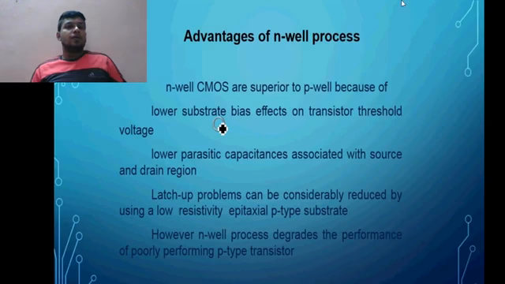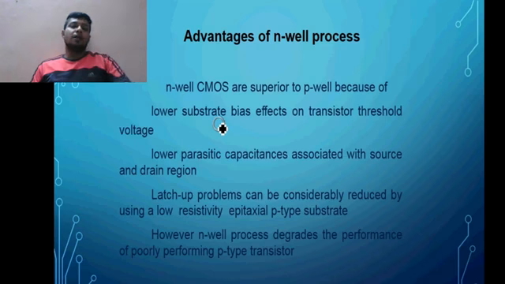So the advantages of the N well process: N well CMOS are superior to P well because of lower substrate bias effect on transistor threshold voltage and lower parasitic capacitances associated with source and drain regions. Latch-up problems can be considerably reduced by using a low resistivity epitaxial P-type substrate.